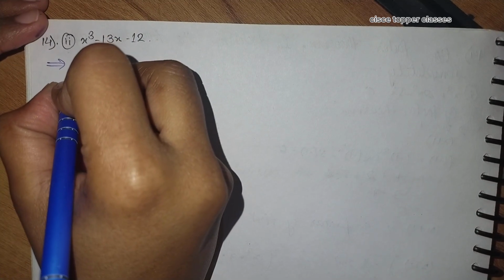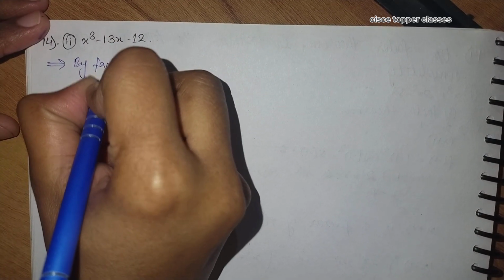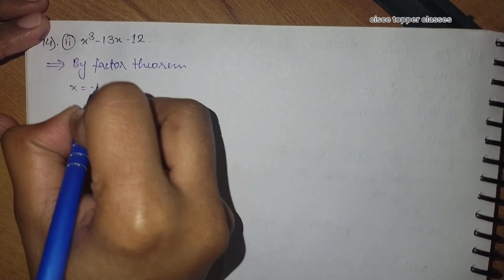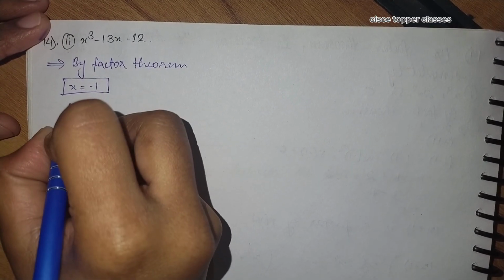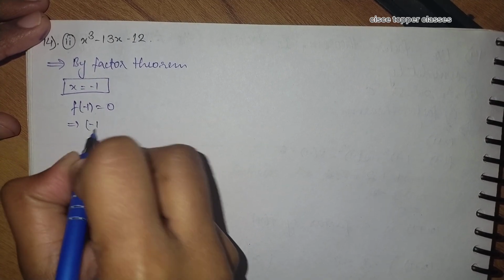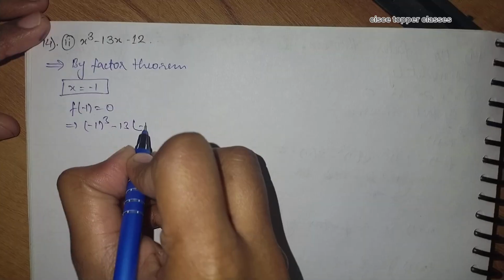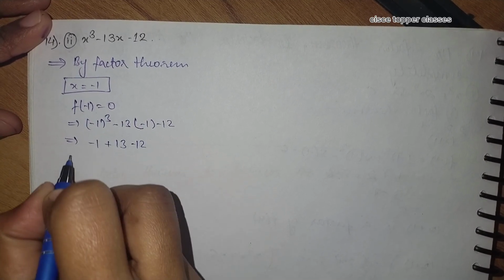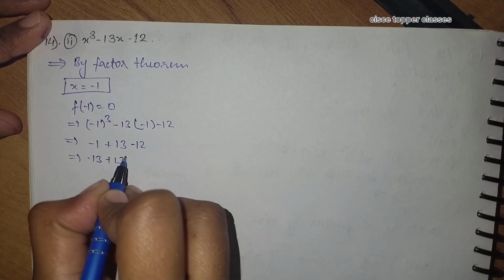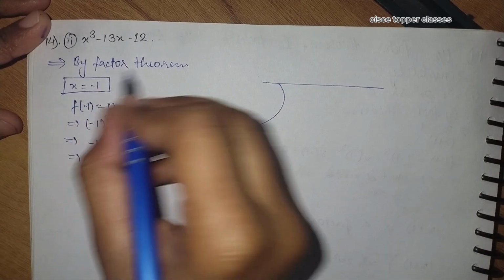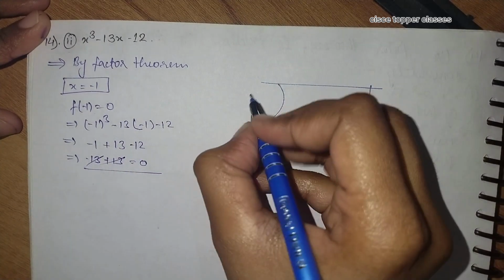Let us solve this question here. By using factor theorem, we can write x is equal to minus 1 here. So if we put x is equal to minus 1, f of minus 1 should be equal to 0. That will become minus 1 whole cube minus 13 into minus 1 minus 12. So here minus 1 plus 13 minus 12, it will become minus 13 and plus 13. This will be cancelled out and we will get 0. As it is 0, we can say that it is a factor by factor theorem and factorize this polynomial.